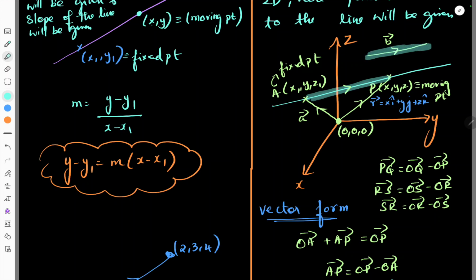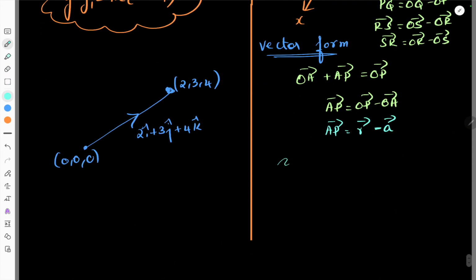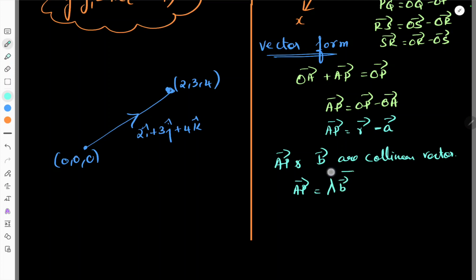Since the line itself is parallel, on the line only the AP vector is there, which means AP vector and B vector are parallel. AP vector and B vector are collinear vectors. If it is a collinear vector, then the directional ratios will be proportional, which means AP vector can be written as some lambda times B vector.